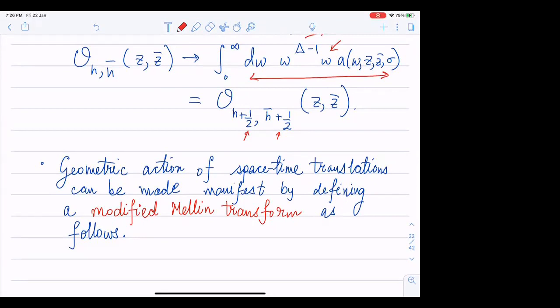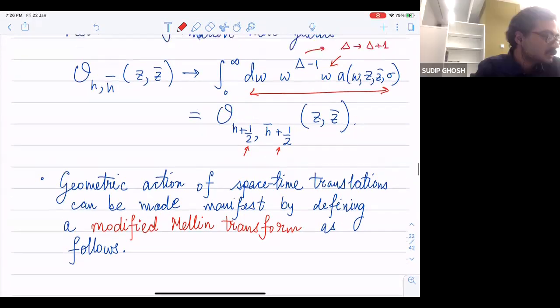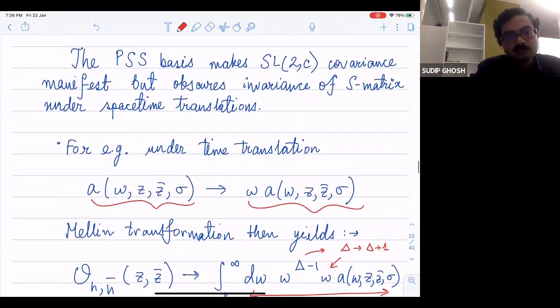So Sudip, here you considered infinitesimal time translation, is it? So in this case, I am considering infinitesimal time translations. Yeah. Okay.